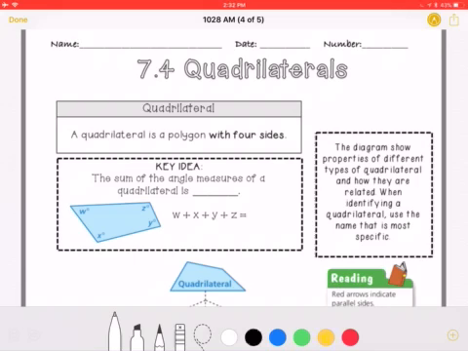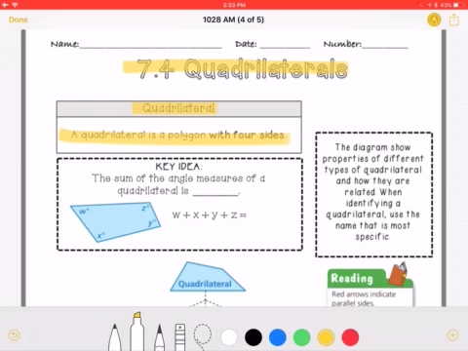Hey group, let's do our last lesson of chapter 7, quadrilaterals. So a quadrilateral, think quad. It is a polygon with 4 sides. So we just talked about triangles. Those have 3 sides, tri, 3. Quad is 4.